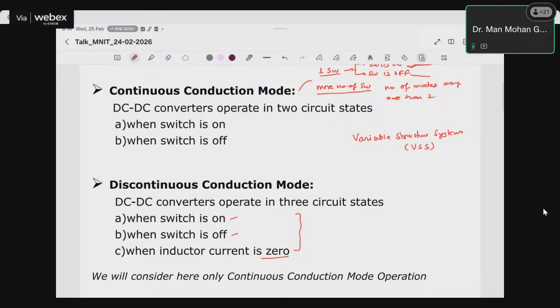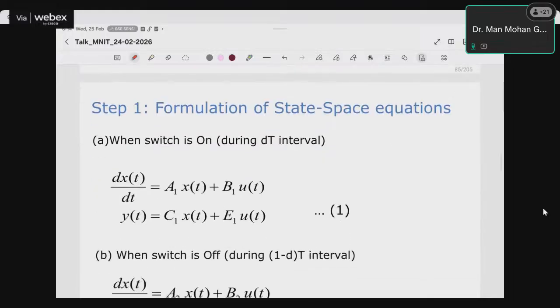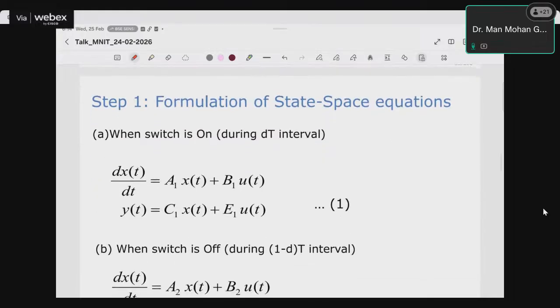So we will consider in our discussion only CCM mode. Let's say one converter is there which has two modes. For simplification, only one switch and two modes, and it is operating in CCM. Let's say this is the DC to DC converter, and this is the switch. When this switch is on, it has mode 1. When the switch is off, then it has mode 2.